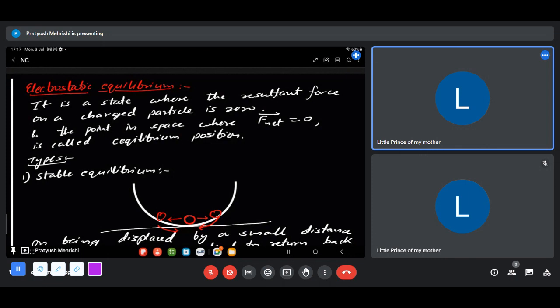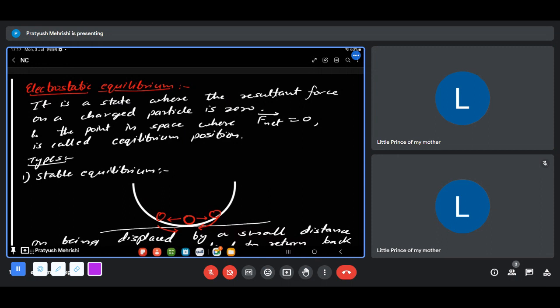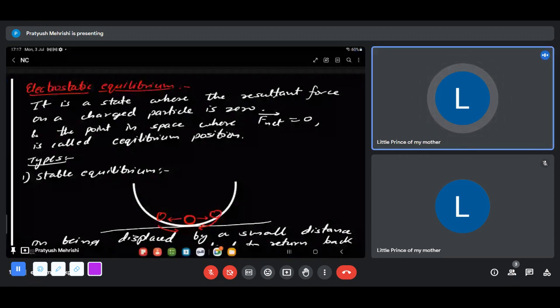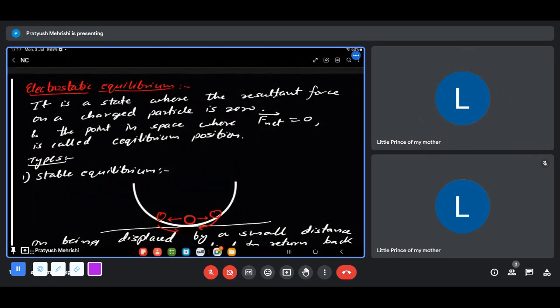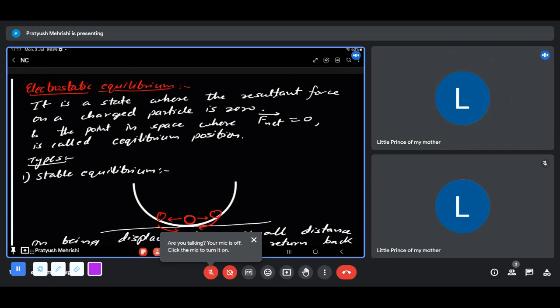So its definition would be a state where the resultant force on a particle is zero. Here we are dealing with electrostatics, so we are going to study electrostatic equilibrium. That's why we will use a charged particle, not simply a particle. So it is a state where the resultant force on a charged particle is zero. Any point in space where this net force is zero will be called an equilibrium position. Now there are some types of equilibrium: stable equilibrium, unstable equilibrium, and neutral equilibrium.